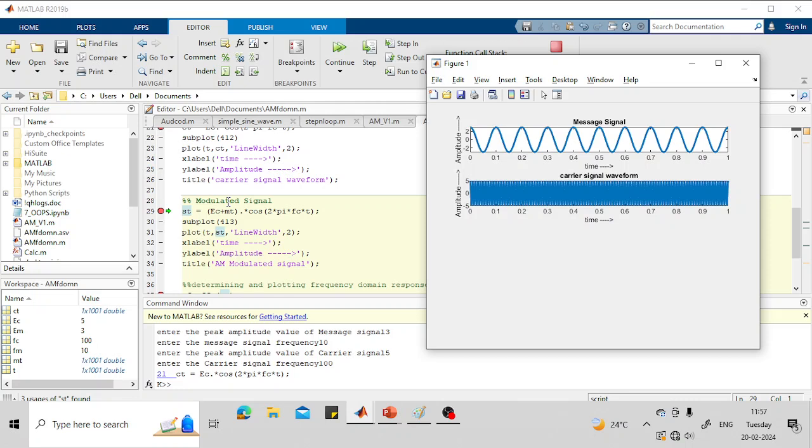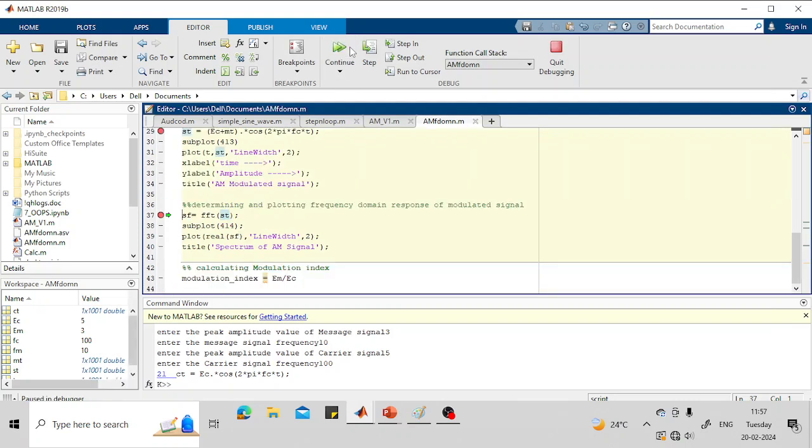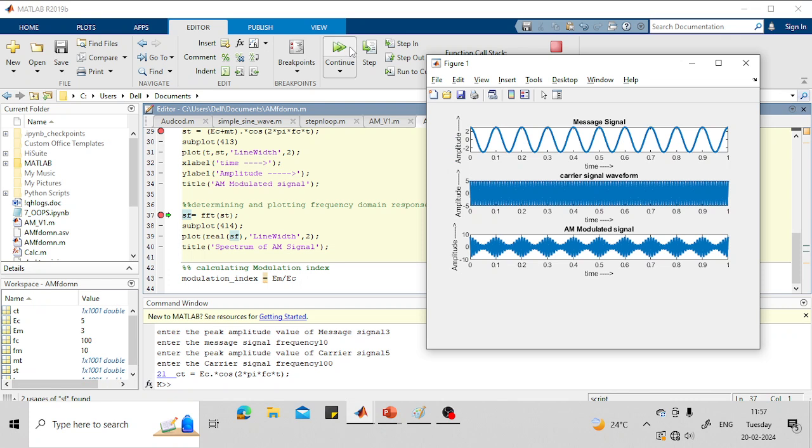Now it is at the modulated signal, right? So if I run this once again, I will be able to see the modulated waveform. Let us observe that in a figure window. Yes, the modulated waveform you can see here. This is the under-modulated AM waveform.